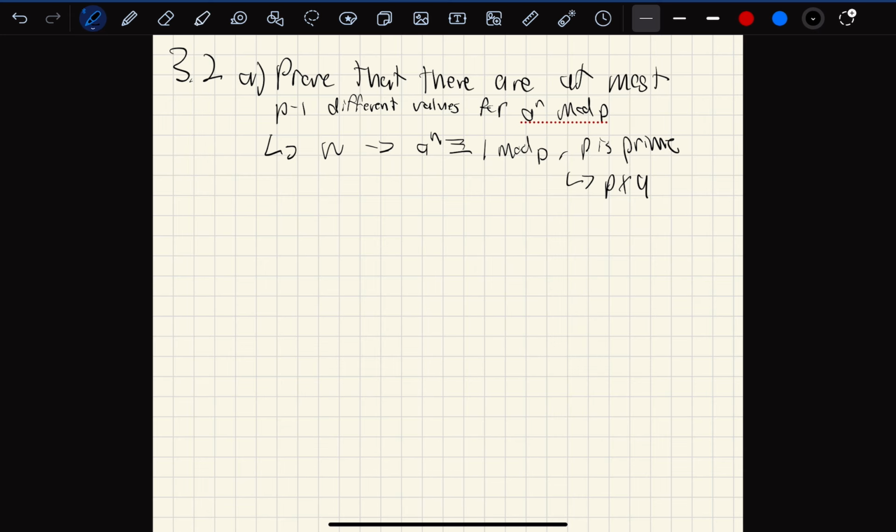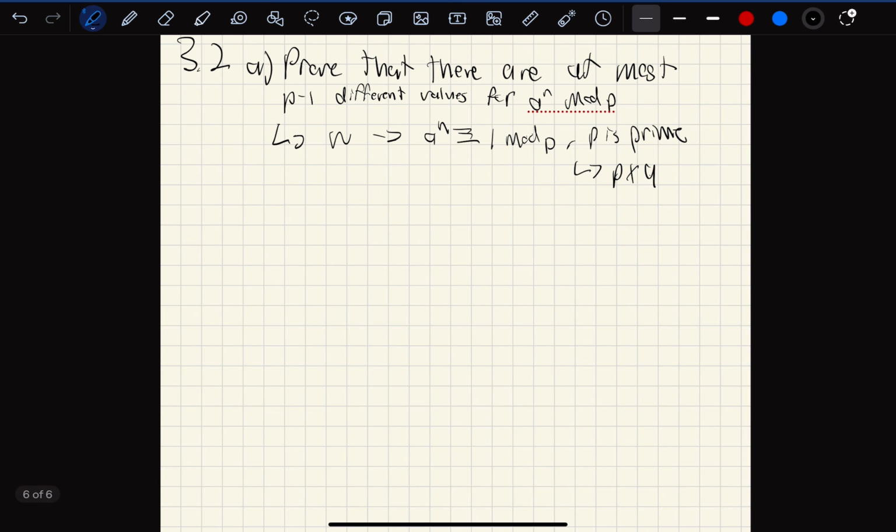So here we're trying to prove the existence of n such that a to the n is congruent to 1 mod p. And we're told that p is prime, and a is not evenly divisible by p. And so in part A, we're trying to prove that there are at most p minus 1 different values for a to the n mod p.